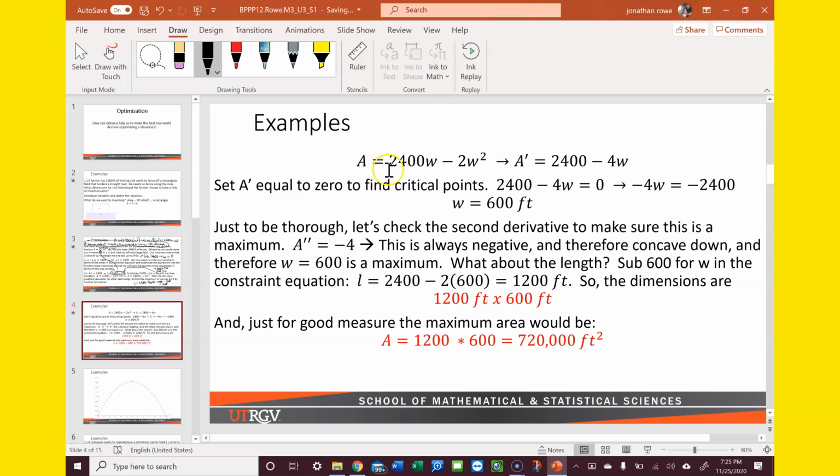And here you can see the steps again written here. I did go into a little bit more detail in this written explanation. When we found that w equals 600 as one of our critical points, I already knew that this was going to be a maximum, based on the problem, but also based on the fact that this is the graph of a parabola that opens downward because of the negative in front of the w squared term. But you can also verify that with calculus by checking the second derivative. A double prime would be just the derivative of A prime, which would just be -4. And so that's negative, which means that it's concave down, which means that what we just found was a maximum, not a minimum.